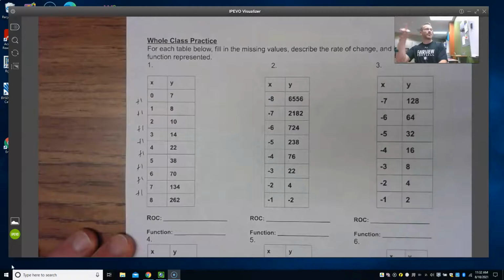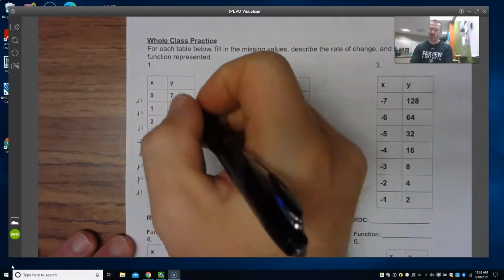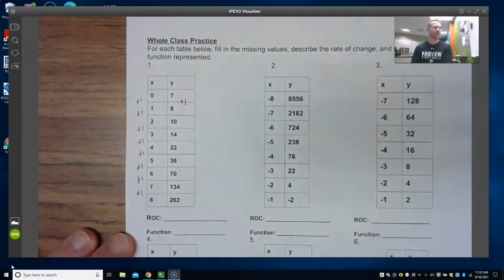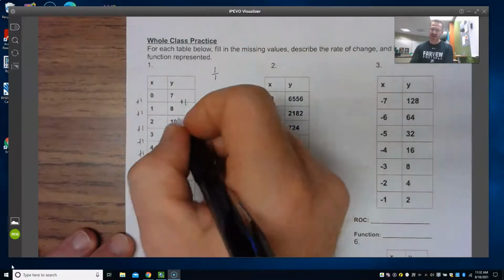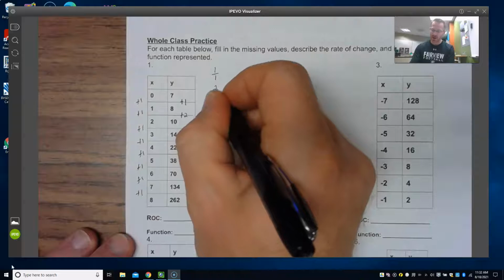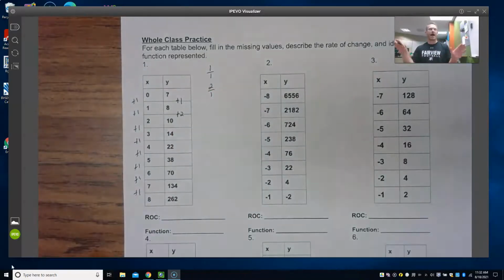So now let's jump over to our y's. So notice I go from 7 to 8, I go up 1. So my first rate of change is 1 over 1. When I go from 8 to 10, I go up 2. So my second rate of change is 2 to 1. So right now, you should know that it's not linear, right? Because 1 to 1 and 2 to 1 are not equal. So we know it can't be linear. We know it can't be absolute value. So now we're thinking, okay, it's quadratic or exponential.